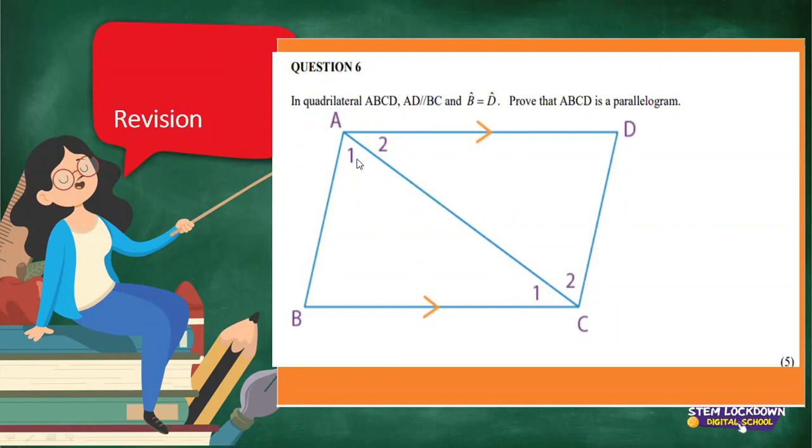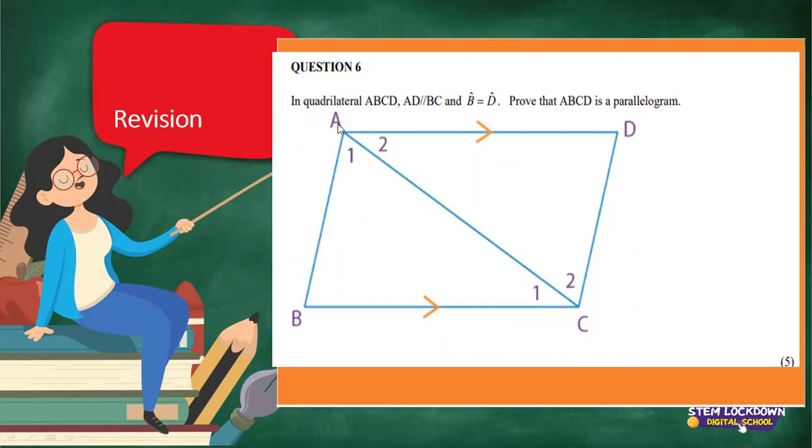We can say that A1 equals A2 because we are not told that these two are parallel. If AB is parallel to DC, then we can say therefore that A1 equals C2. If AB is parallel to DC, then A will be alternate to DC, but we're not told that, so we're not going to assume that.